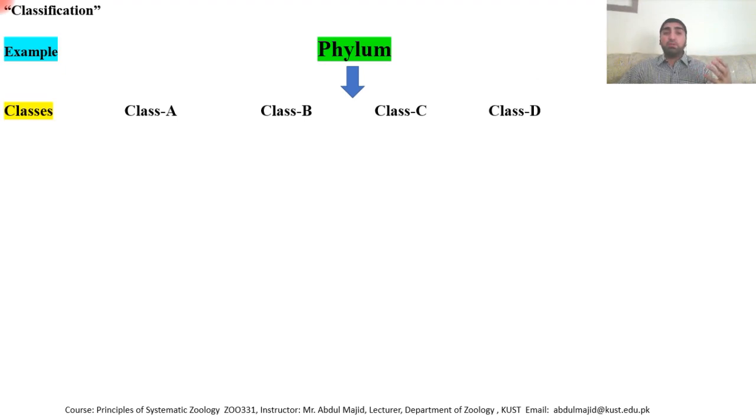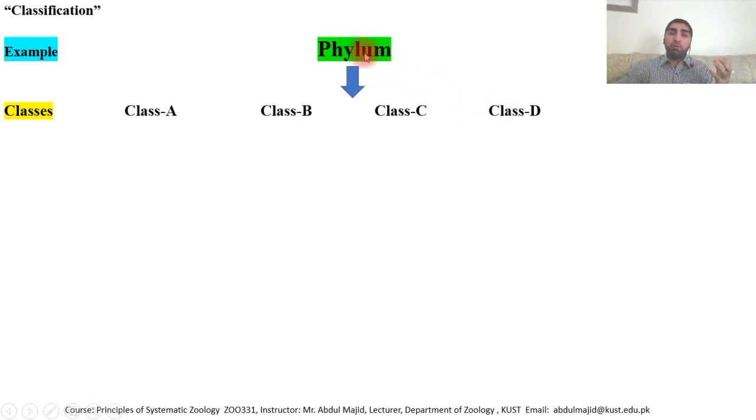Then you divide this huge group into smaller groups. You divide the phylum into classes, like class A, class B, class C, class D. Now the organisms inside class A have similar characteristics, and the organisms inside the next class have similar characteristics, and so on.